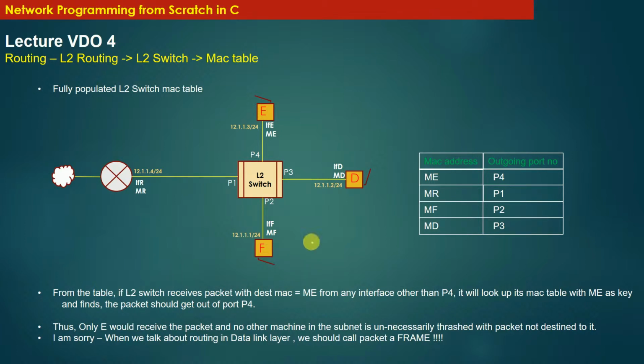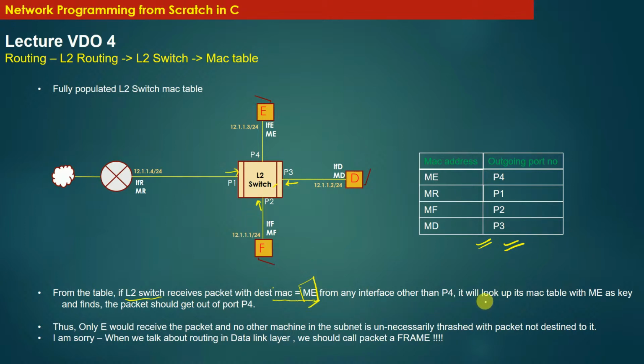In the next slide, you can see the MAC table of the L2 switch. In this slide, we show you the fully populated MAC table, that is how a fully populated MAC table looks. From the table, suppose the L2 switch receives a packet in which the destination MAC address is specified as ME, from any interface other than P4. The packet may arrive from port P3, or from port P2, and the destination MAC address in the packet is ME.